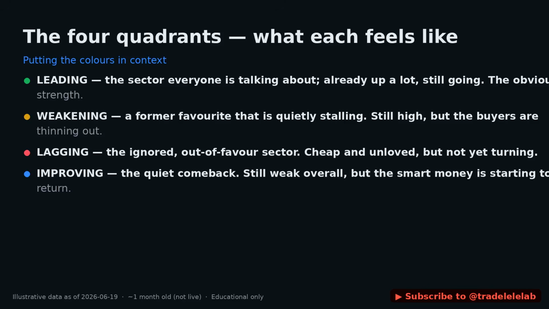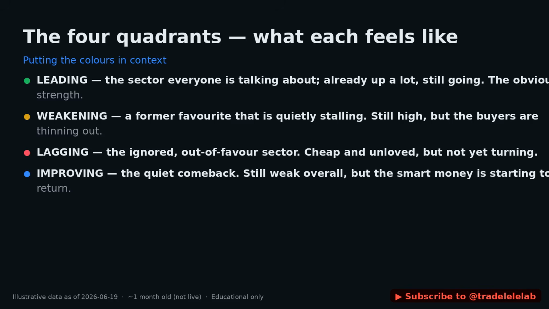Let us give those 4 quadrants a bit of real-world feeling. The green leading quadrant is the sector everyone is talking about. It has already risen a lot, and it is still going. This is the obvious, visible strength. The yellow weakening quadrant is a former favorite that is quietly stalling. It is still high on the chart, but the buyers are thinning out and momentum is slipping.